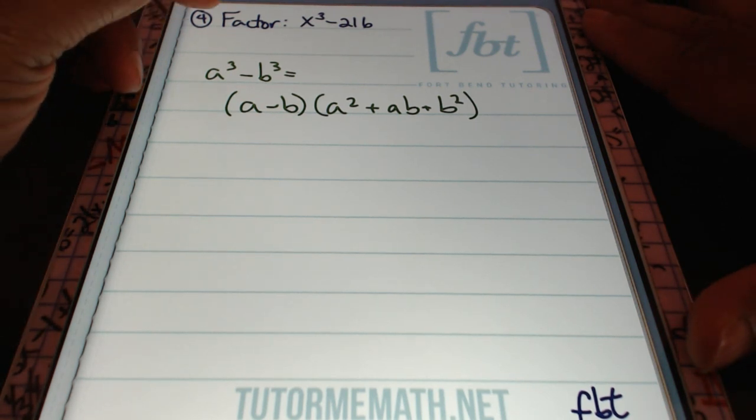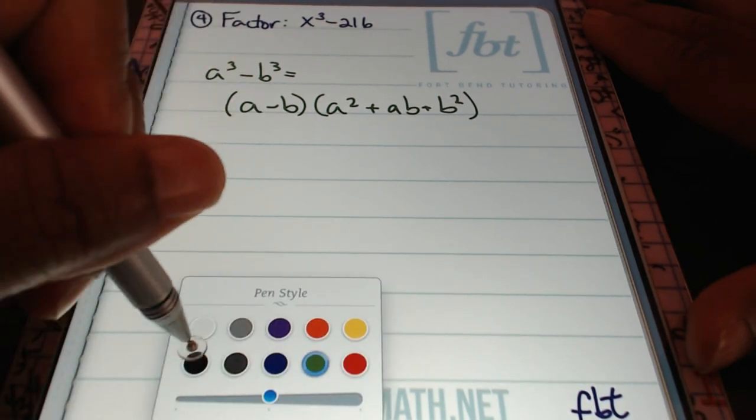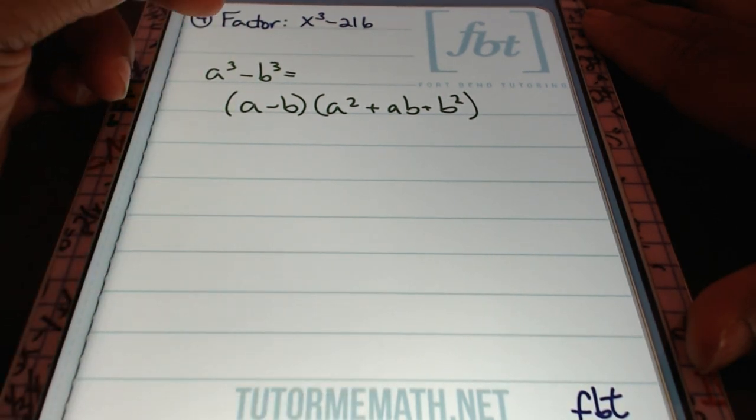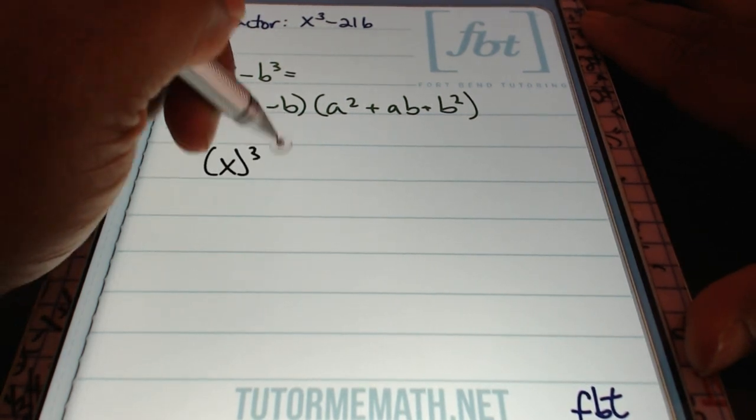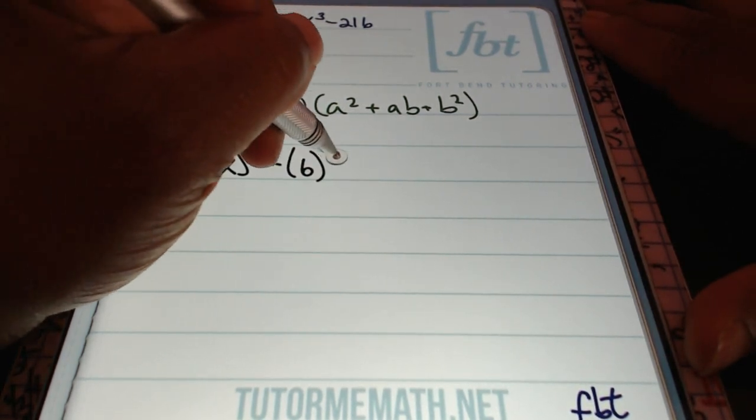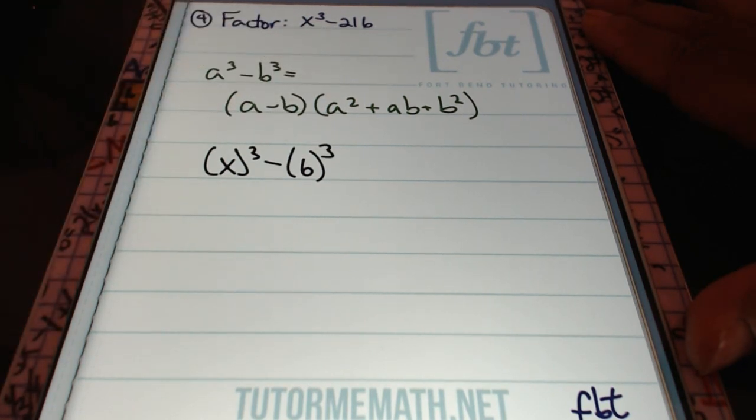So what we are going to show here in problem number 4 is I'm going to show you guys what's being cubed. For one, I am going to show that x is being cubed and that the number 6 is being cubed. That's right. 6 to the third power is 216.